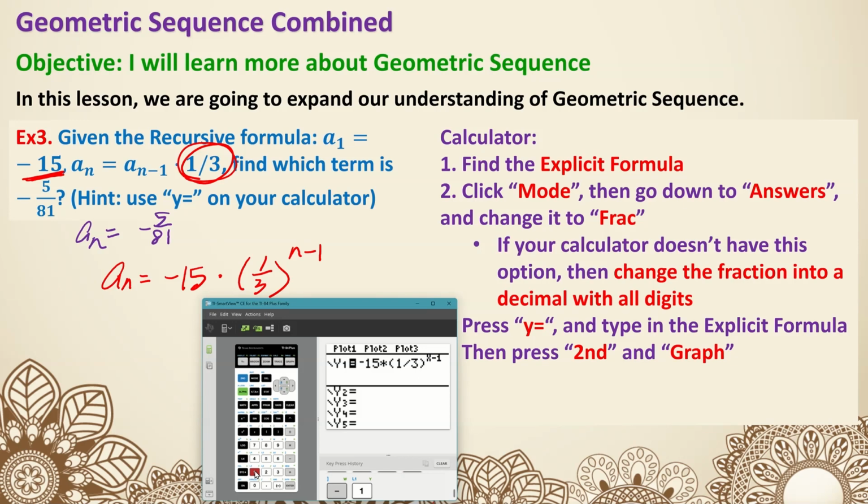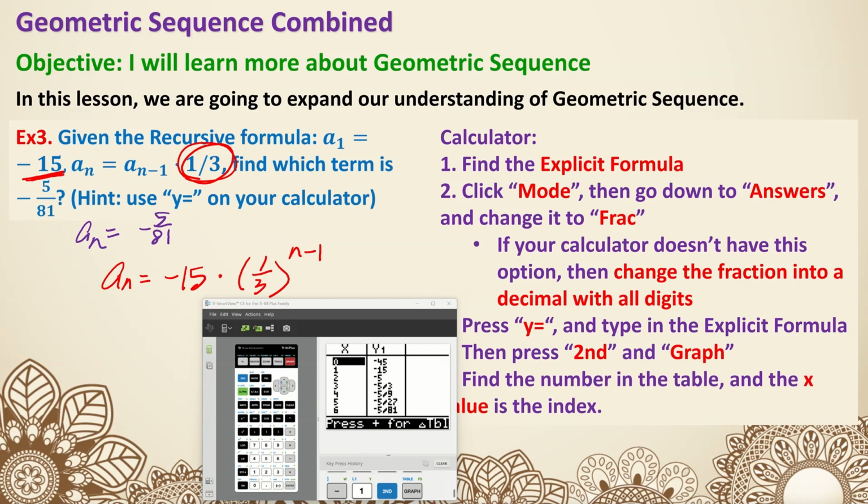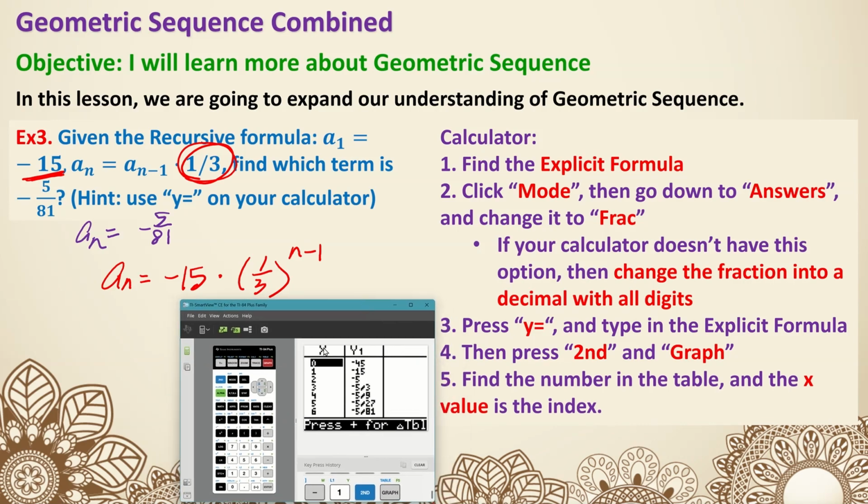So this is the process that we have actually done in the exponential unit, lesson unit. And that's where we actually type in, when we press second graph, we're actually going to get a table. There you go. So here's the table. And that leads us to the next step. We're going to find the number in the table, and the x value is going to be the index.